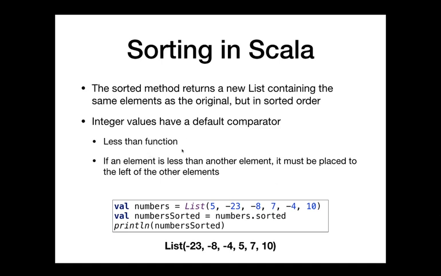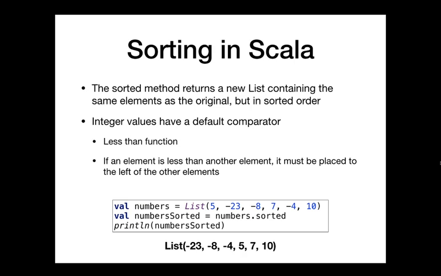I want to talk about it on this slide. This uses the default comparator, which in the case of numeric values, in any language I came across, is going to be the less than operator. So as this list is being sorted, there are going to be checks. Is 5 less than negative 23? Is negative 23 less than 7? Is negative 4 less than negative 8? It's going to ask that question until it can determine the sorted order of the entire list. That's what we're doing when we just call sorted.